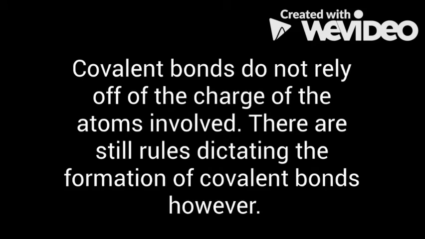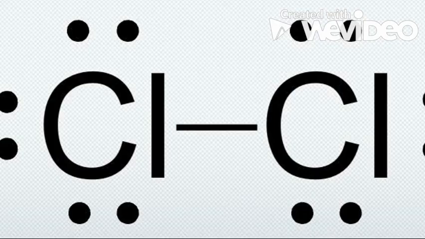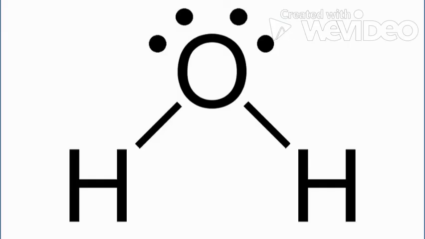Covalent bonds do not rely on the charge of the atoms involved. There are still rules dictating the formation of covalent bonds, however. Group 17 elements will form one bond. Each chlorine here only forms one bond to the other chlorine. Hydrogen will also only form one bond. Group 16 elements will form 2 bonds. The oxygen here has formed 2 bonds to 2 separate hydrogens.